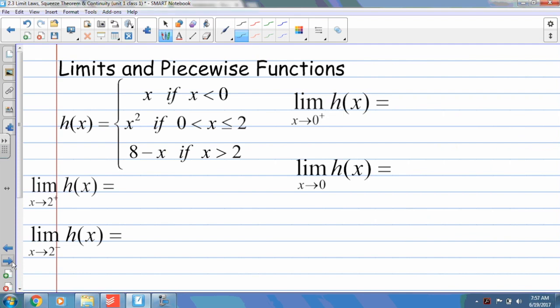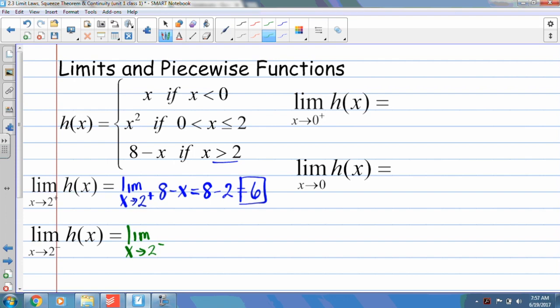Okay, so looking at this one, you may want to pause and try on your own first. So for this one, the limit as x goes to 2 from the right is going to be the values that are greater than 2, so 8 minus x is going to be the piece I'm going to look for. I'm going to plug in 2, which I get 6. Okay, 2 from the left. So I'm going to take the limit as x goes to 2 from the left, which is going to be less than 2, so that's the x squared. And I'm going to plug in, so that gives me 2 squared, which is 4.